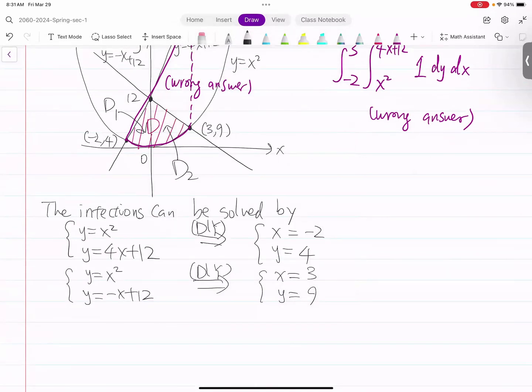Let me quickly mention that we do have another intersection in solid black, which is (0, 12), right? So (0, 12) is the common y-intercept of the lines.